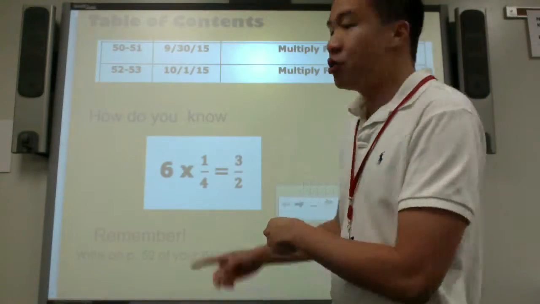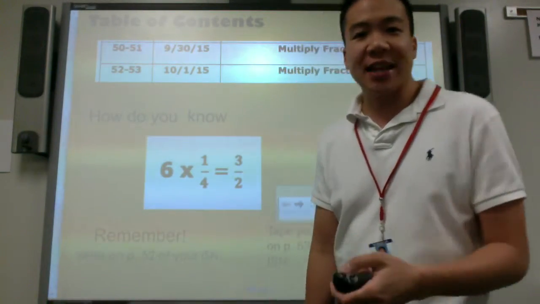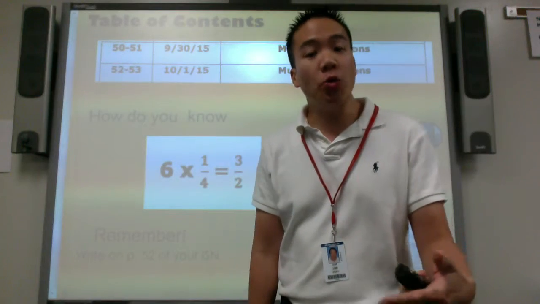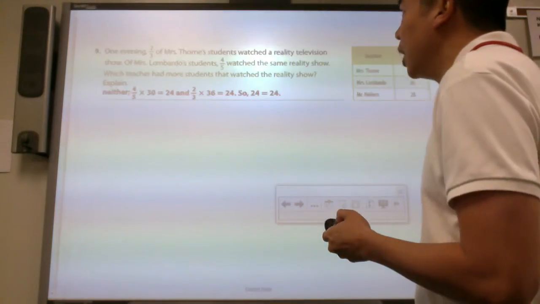To talk about how to multiply fractions. In our last lesson, we talked about how to multiply a whole number by a fraction.